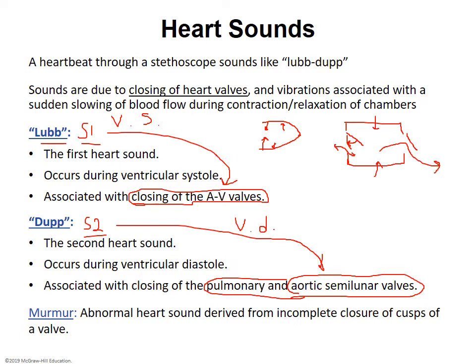So they're called a murmur, and that is an incomplete closure of the cusp. The valve under the most pressure is on the left side, called the bicuspid or mitral valve. And so mitral valve prolapse is when the mitral valve is being pushed back into the atrium.